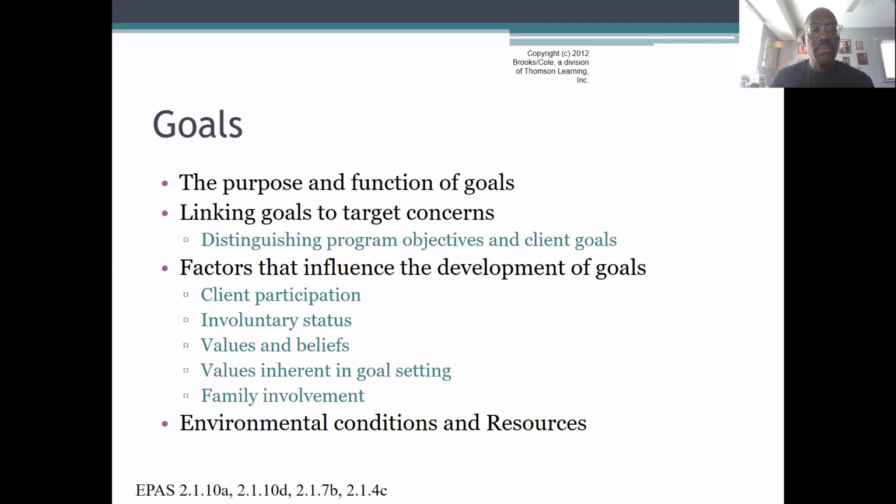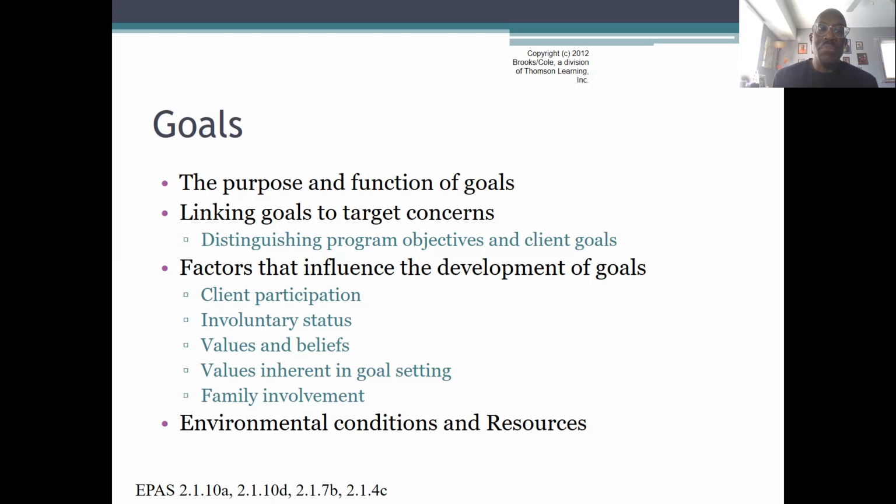So let me go back one more here. All right, so goals. The purpose and function of goals. When you have goals that you establish with your client, so you've done your engagement, you've done your assessment, and you've gotten a good sense from the family or the individual what the issues are that are wreaking havoc in their lives, then we're really trying to look at, so what do we want to be different? And so the goals give us a targeted way to look at what we want to change and how we're going to go about that piece.